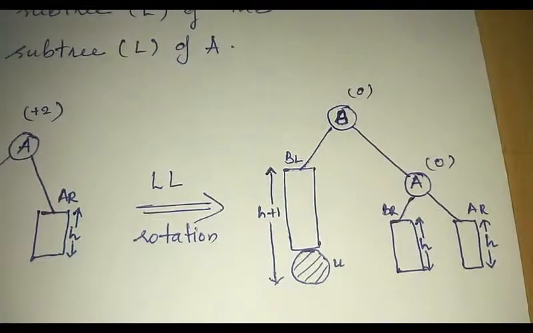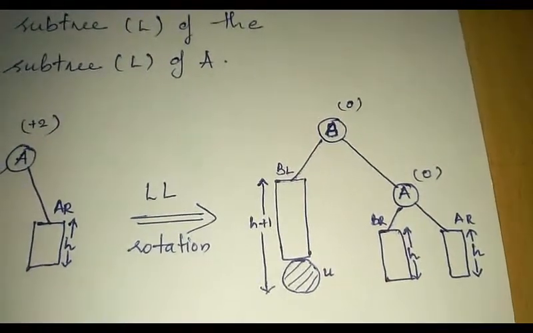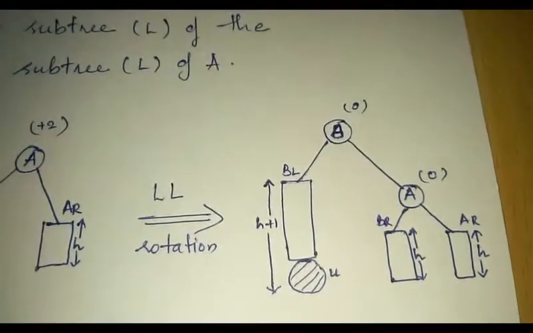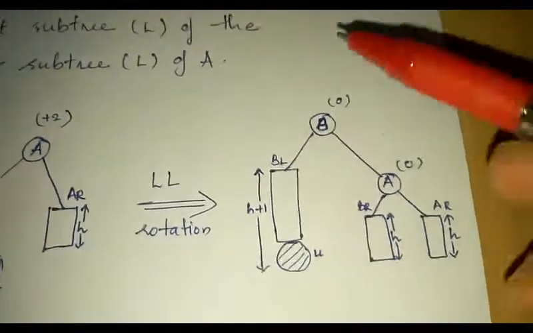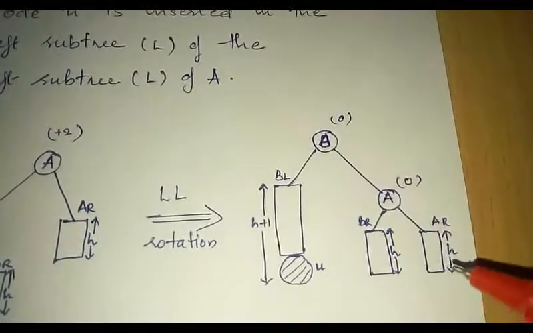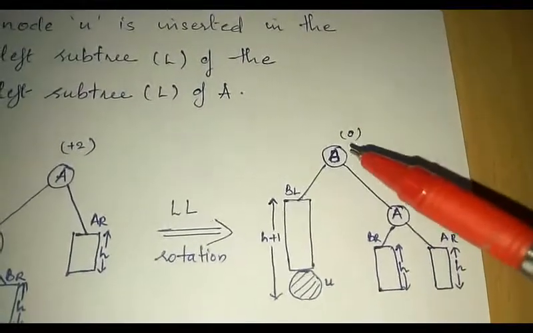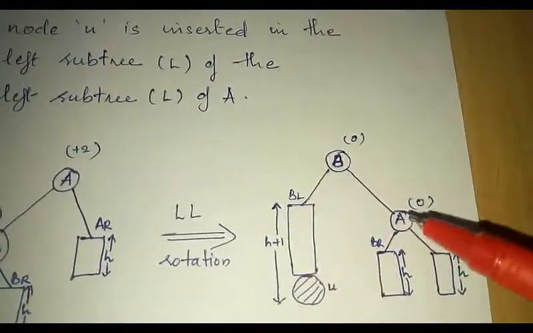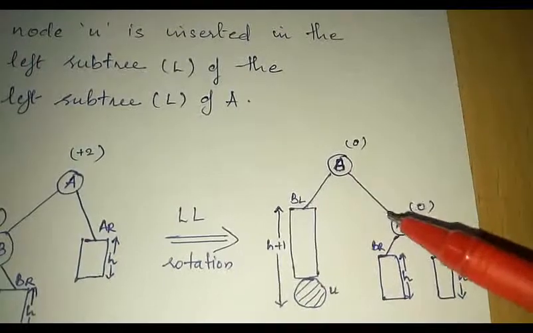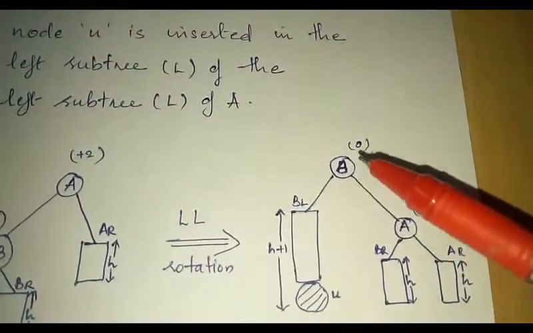Now after rotation, you can see that the balancing factors of the nodes have changed to 0, since in the case of A, you can see that the left and right subtrees are of height h. That means the balancing factor is 0. And for B, here it is h plus 1. Here this h plus this 1 and h will make it h plus 1. So here also the balancing factor of B is 0.